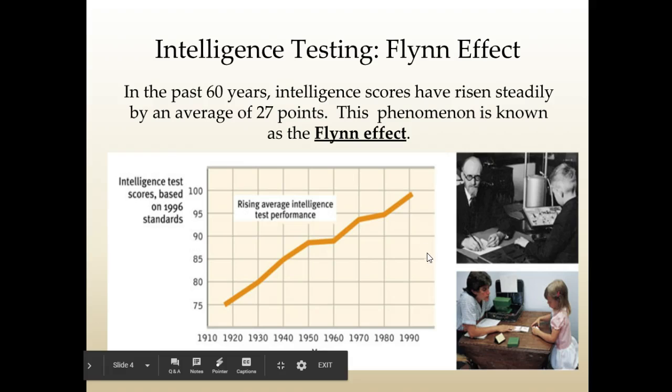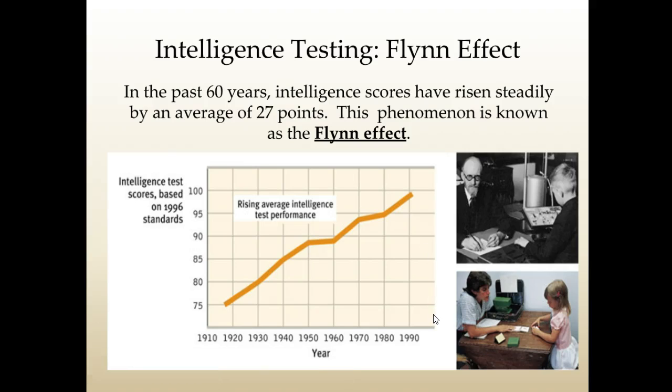So there's a lot of questions that go into this. How did that happen? Is it because we just have more information available to us? People are better educated? Environmental factors, people just tend to be a little bit healthier and get more nutrition. So there's a lot of factors that could go into why intelligence has been rising over the past 60 years. But you do need to know the Flynn effect, and you do need to know that in the past 60 years, intelligence scores have increased.